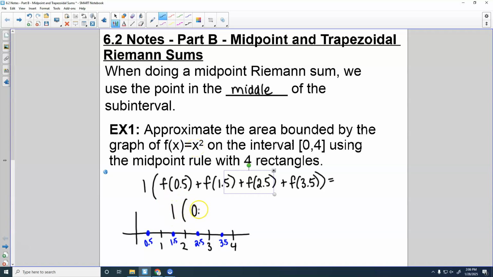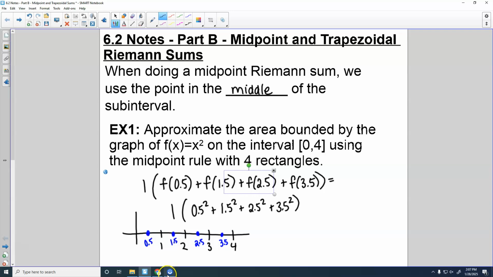1 times 0.5 squared, that'd be f of 0.5. And then we'd have 1.5 squared for f of 1.5. And then 2.5 squared for f of 2.5. And 3.5 squared for f of 3.5. So you would just plug those in. If it were whole numbers, it would be like a calculator inactive type of problem. Technically, we could do this without a calculator. We just need fractions instead, but we won't spend our time on that.